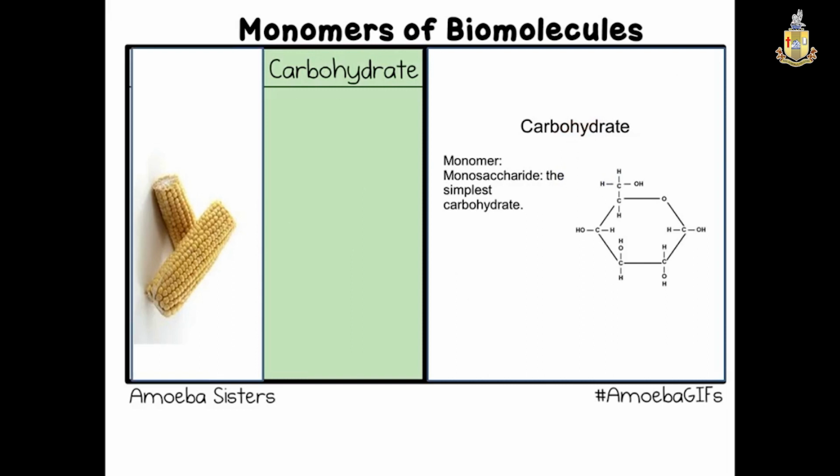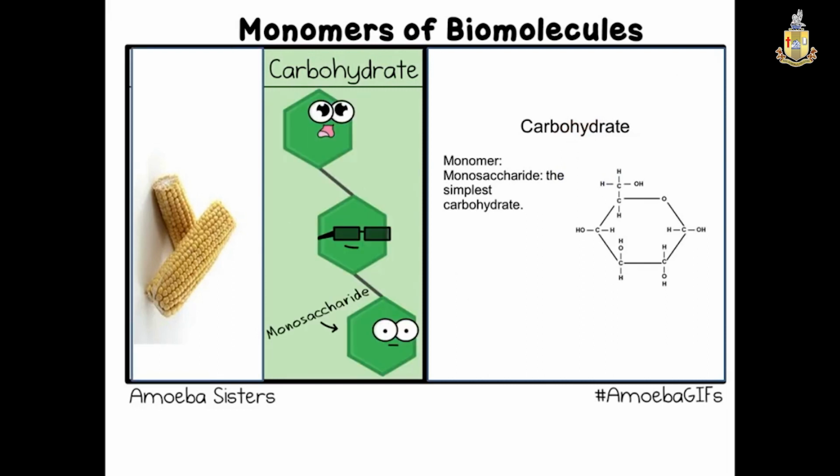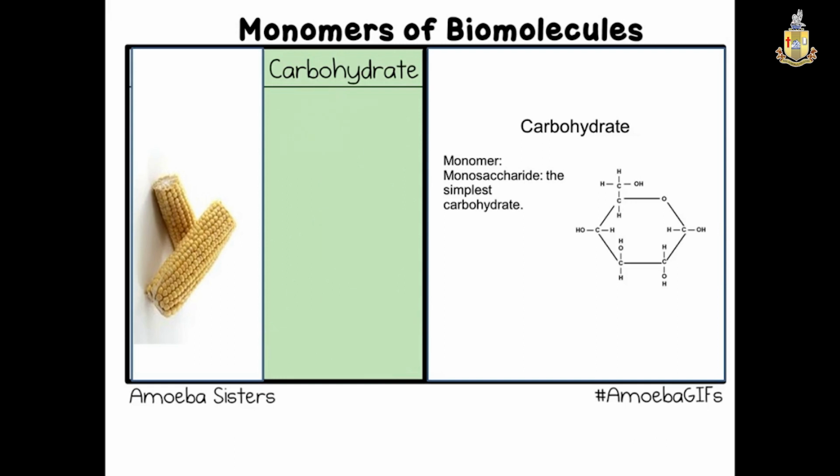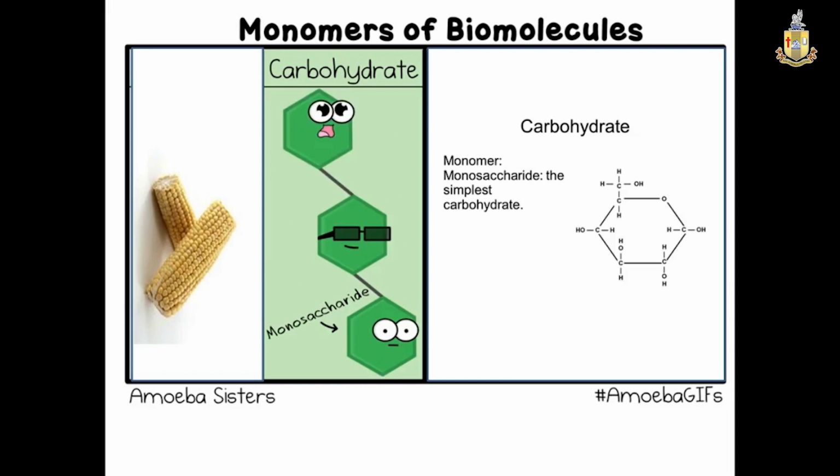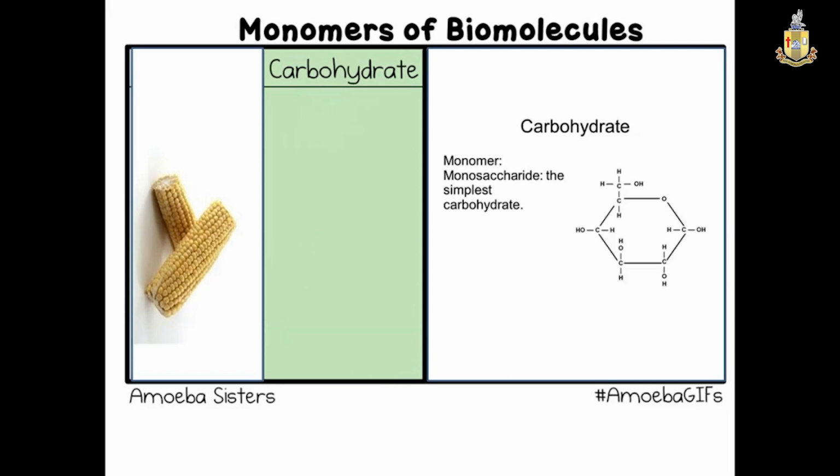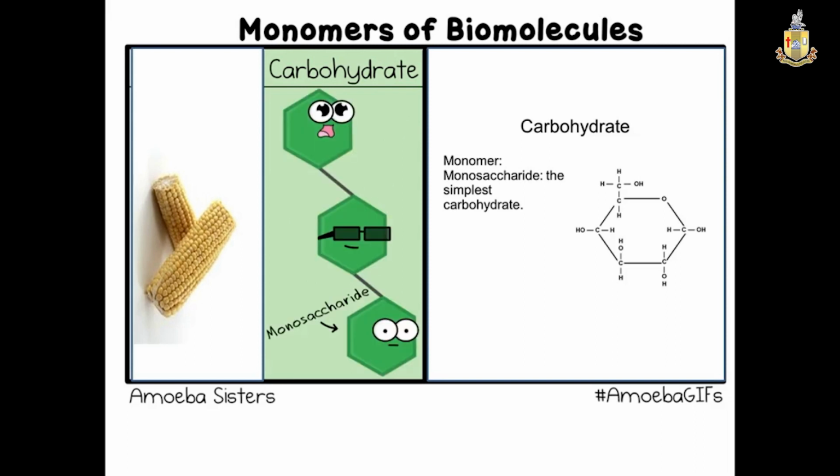So when it comes to carbohydrate, the slide shows the carbohydrate structure. Maize is given as an example of a carbohydrate-rich plant material. The addition of many monosaccharides yields carbohydrate. Monosaccharide is the simplest form of carbohydrate. It consists of carbon, hydrogen and oxygen.